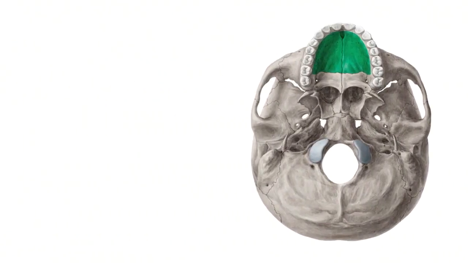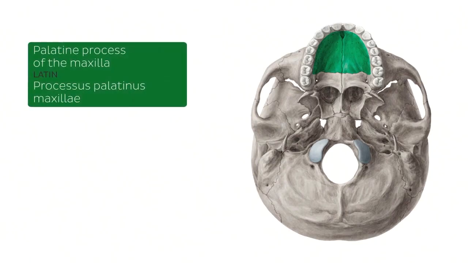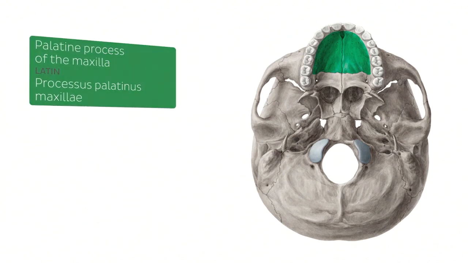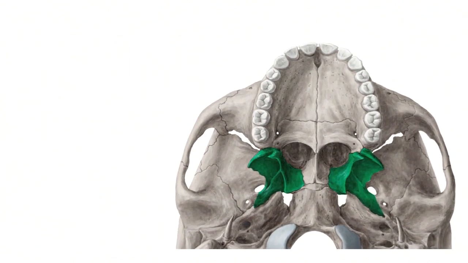This one is known as the palatine process of the maxilla. The palatine process of this bone is a horizontal extension consisting of the roof of your mouth and the floor of the nasal cavity. Followed by this structure, we're going to look again at the two medial plates.